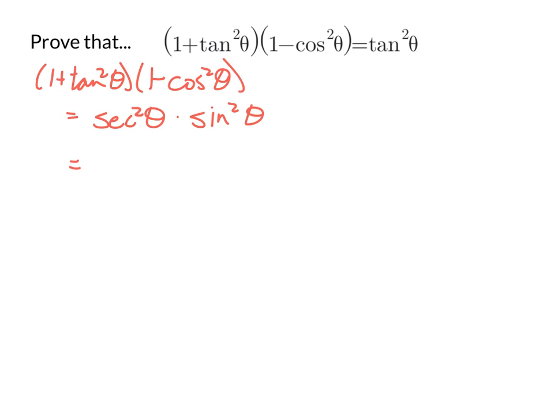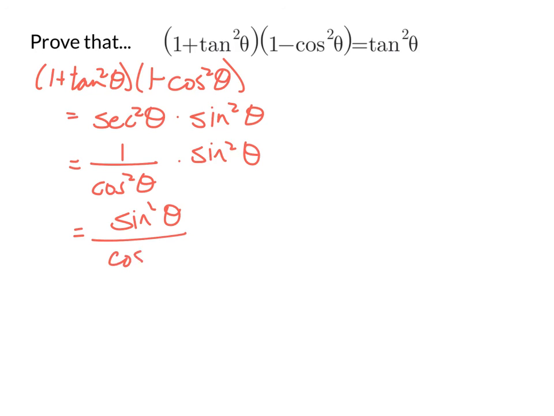Since we have a secant and a sine, I'm going to turn them all into sines and cosines. Secant is going to be the reciprocal of cosine. And then we'll have multiplied by sine squared. When I multiply these two together, we'll have sine squared over cosine squared. And sine squared over cosine squared is tangent squared. And now we have it simplified. So we verified that the product is equal to tangent squared.